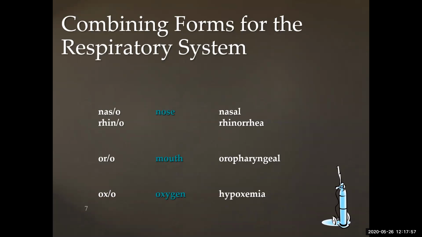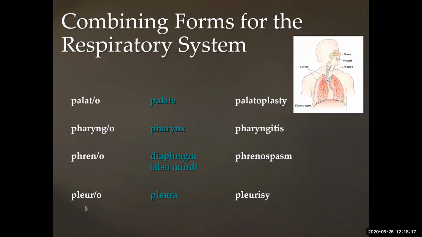Naso would be referring to the nose as well as rhino. So if you have a runny nose, rhinorrhea. Oro is the mouth, so oropharyngeal is pertaining to the mouth and the pharynx. Oxo is oxygen. Hypoxemia, so hypo meaning low, and emia is the blood. So you have little oxygen in your blood. Palato, palate, palatoplasty, so going to be a repair of the palate.